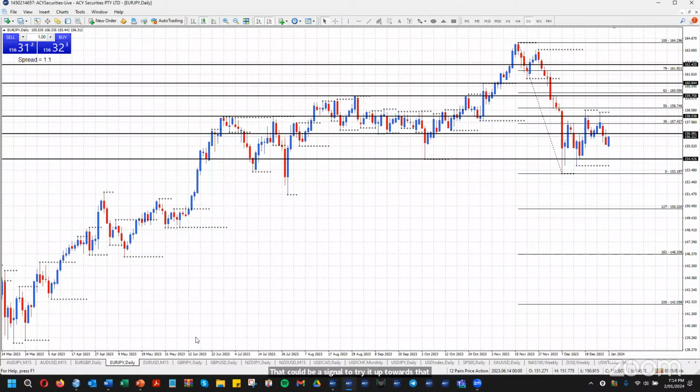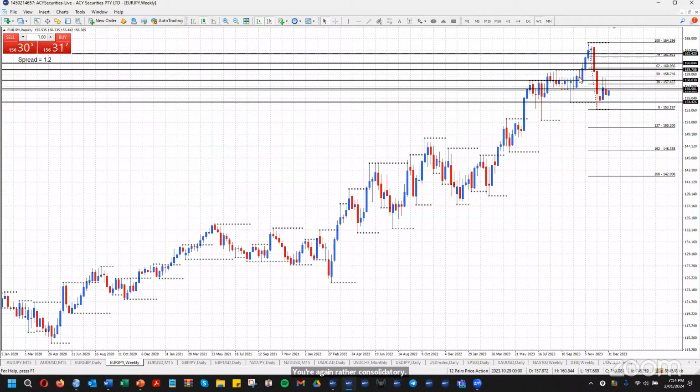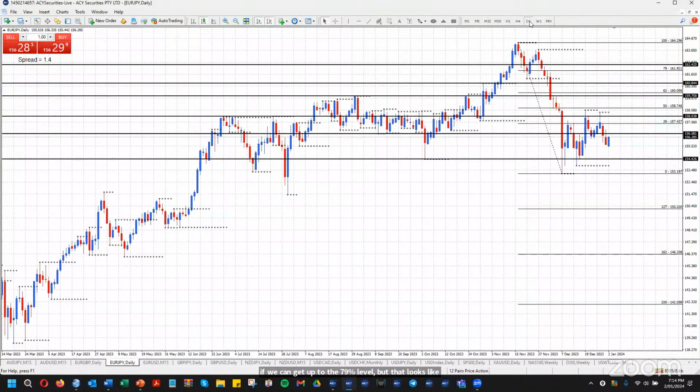Euro yen, rather consolidatory. Let's just drop this to the weekly chart. All my lines are either weekly lines or monthly lines of support or resistance. So we've got weekly resistance here that we're below, and any volatility has been getting us up to the next level. It's been rather consolidatory. I've been waiting to see if we can get up to the 79% level, but that looks like it's way too far away for this pair at the moment. So it would be nice.